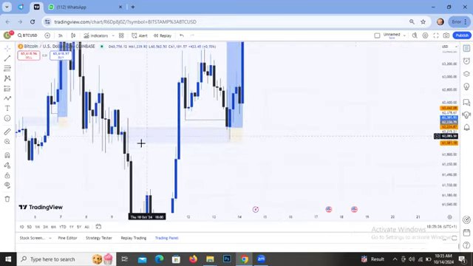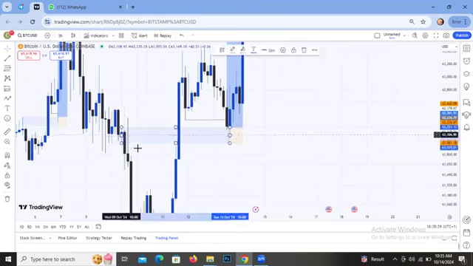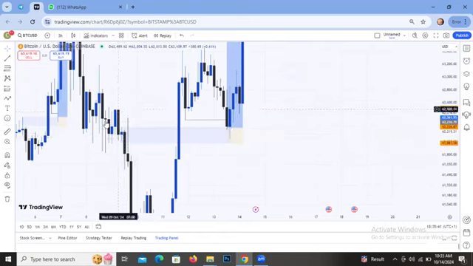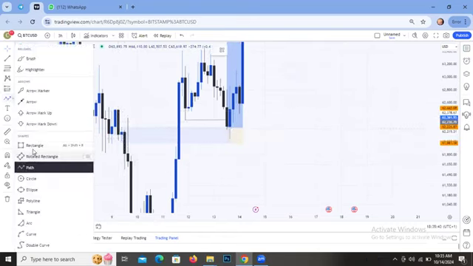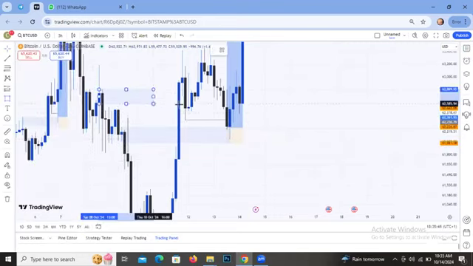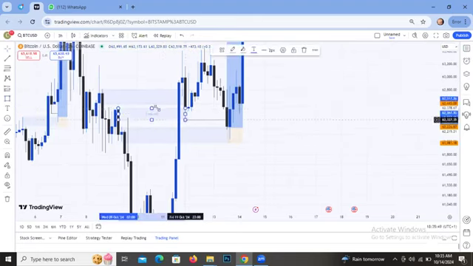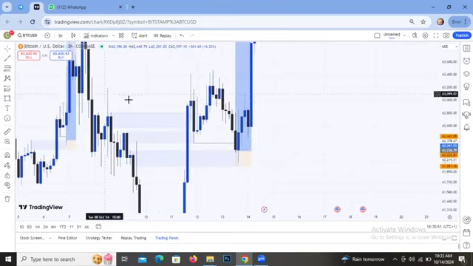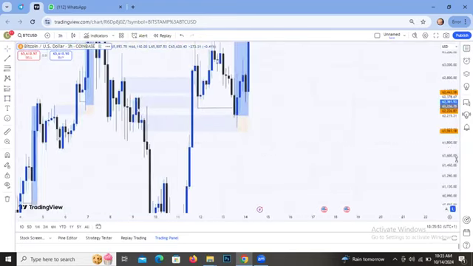We have this order block. We have another demand zone. I have another supply zone, I mean. All the supply zones, I have something like three here.